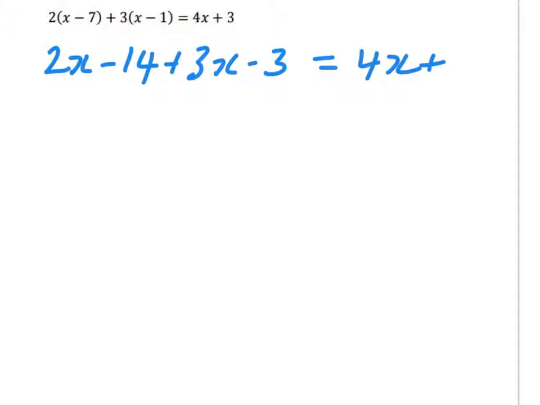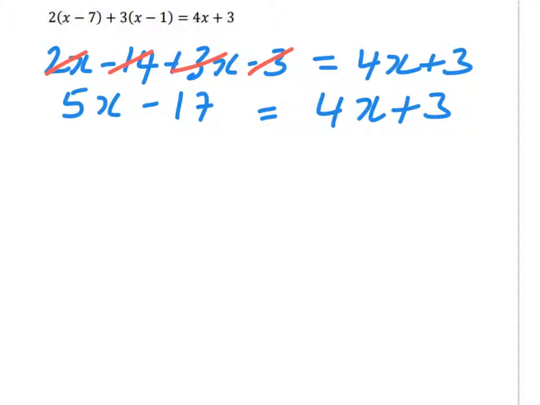It's equal to 4x plus 3. Now, on the left side, I have a 2x and a plus 3x, so that's going to give me 5x. I have a minus 14 and a minus 3, which gives me minus 17. So I just combined like terms there: 2x plus 3x is 5x, minus 14 minus 3 is minus 17. And on the right, I end up with 4x plus 3.